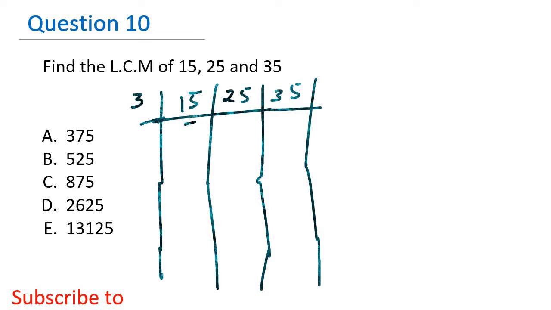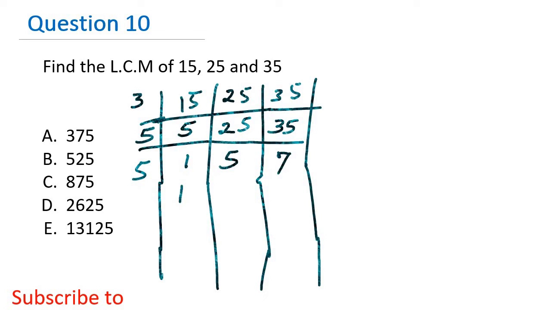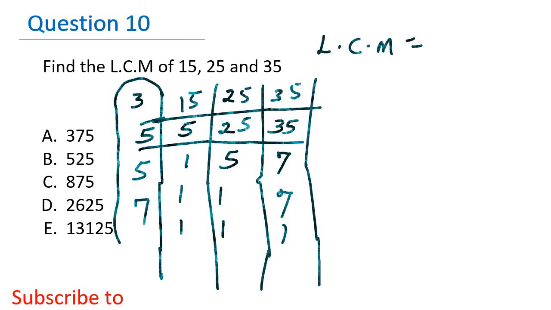15 divided by 3 is 5. 25 divided by 3, not possible, bring down 25. 35 divided by 3, not possible, bring down 35. 3 is done with its job, you go to 5. 5 divided by 5, 1. 25 divided by 5, 5. 35 divided by 5, 7. 5 here, 1, 1, it can't go, bring down 7. 7 here, 1, 1, 1. So to get the LCM, you just multiply the divisors. Divisors, I mean these numbers, which are 3 times 5 times 5 times 7.